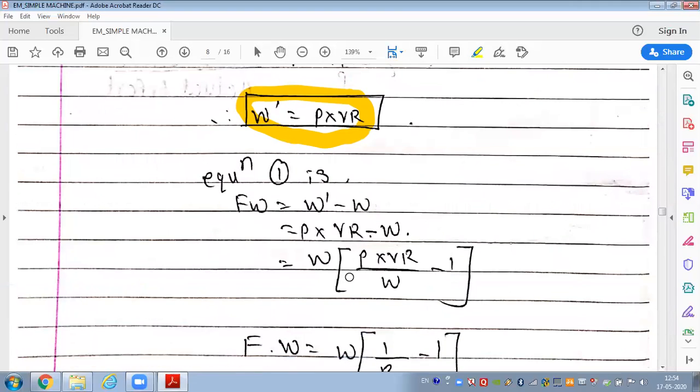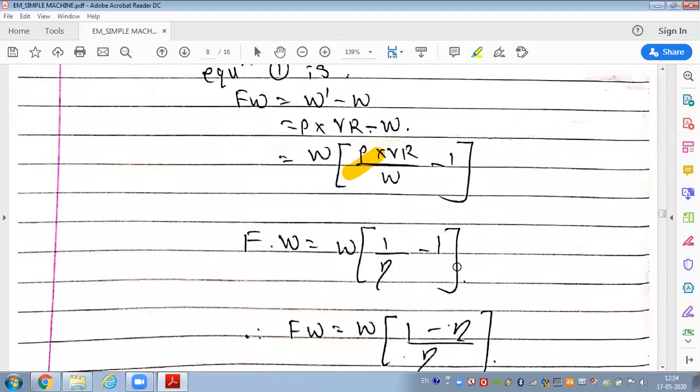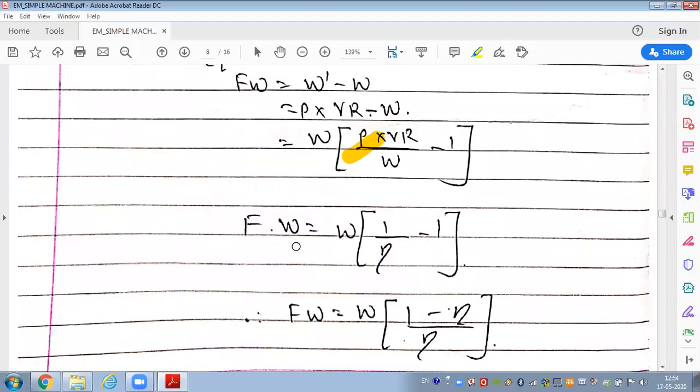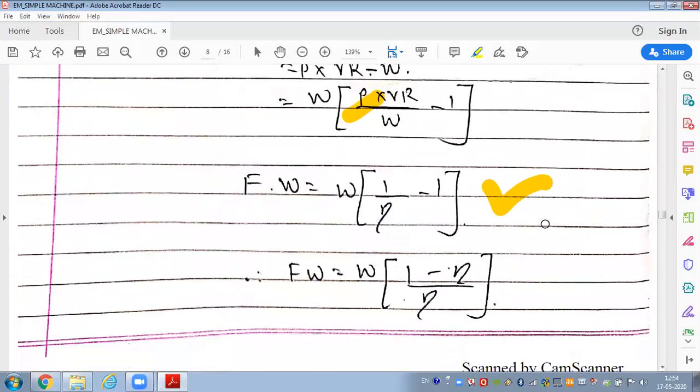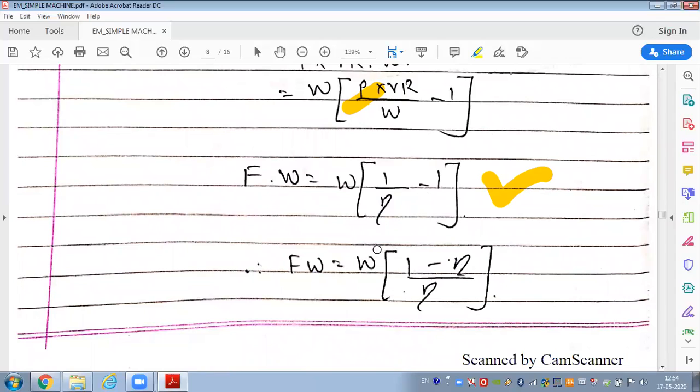Put this value in equation number 1. So P multiplied by VR minus W. W is common from both sides. So it is given by W times P multiplied by VR upon W minus 1. So load lost is given by W. This equation indicates the efficiency. So 1 upon efficiency minus 1, and multiplying, W in bracket 1 minus efficiency upon efficiency.